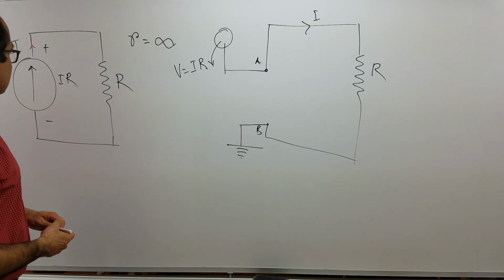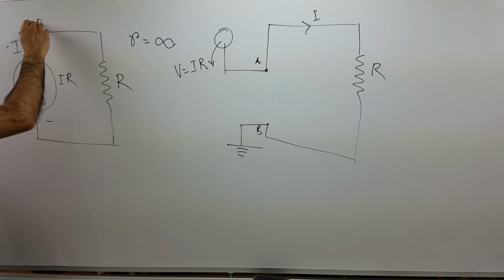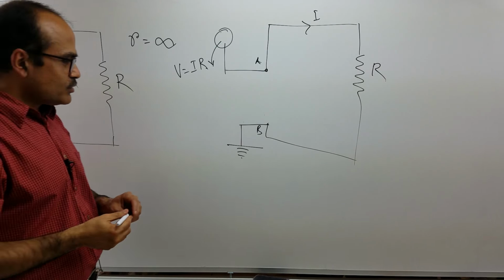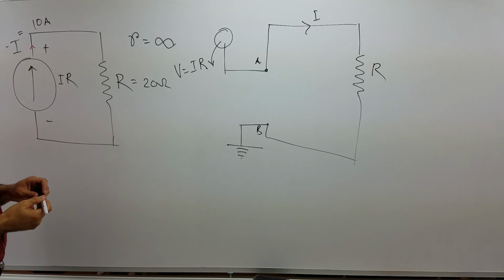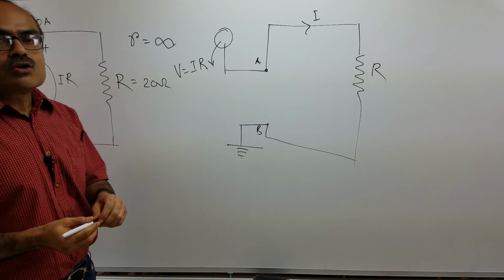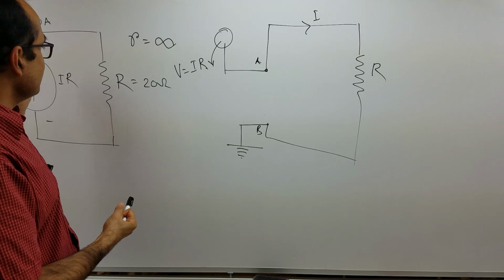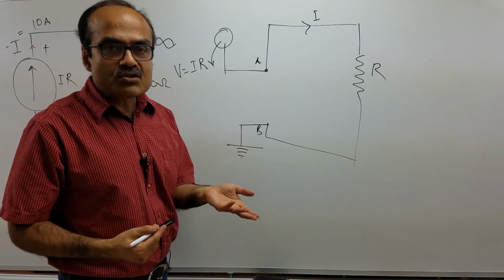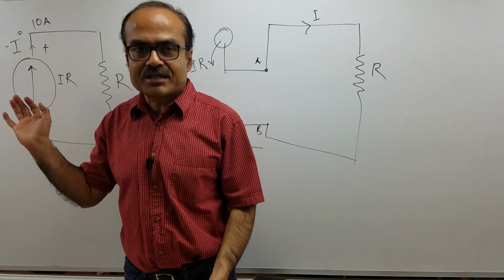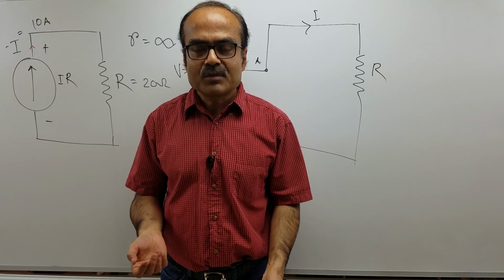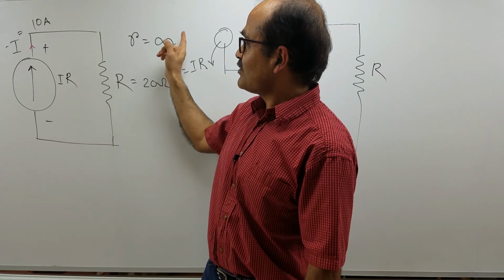Now, suppose I have an ideal current source which is capable of supplying a current, let us say 10 ampere. Now, if I have a resistance equal to 20 ohm, the potential difference across the source is going to be 10 times 20, which is 200 volts. And if I change the resistance to 30 ohms, the potential difference changes to 10 times 30 equal to 300 volts. So, the terminal voltage across an ideal current source can change, but the current will not, and the internal resistance of the source is always infinity.